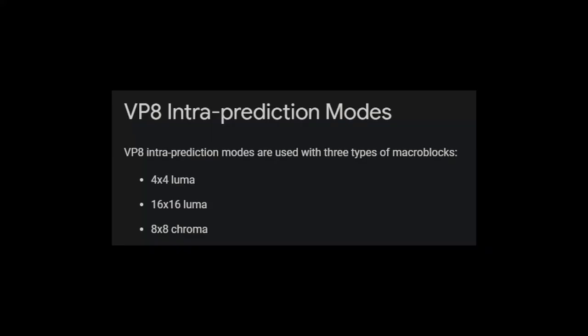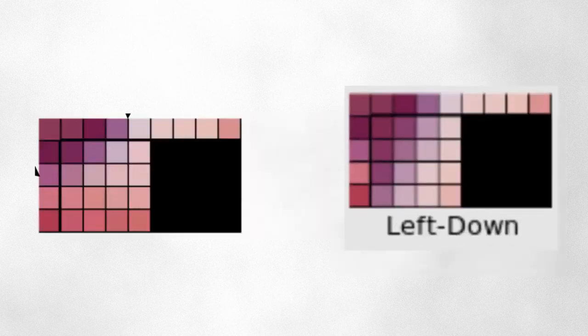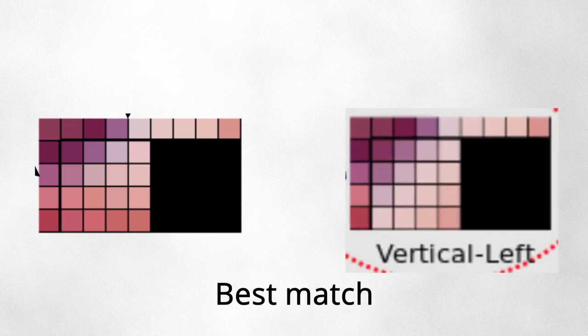WebP8 divides the image into smaller segments called macro blocks. There are three types of macro blocks. There are four common intra-prediction modes shared by these macro blocks. Look at this picture. Let us take a small portion. Here, the algorithm tries to find the best match to its original pixels using various strategies and encodes it.